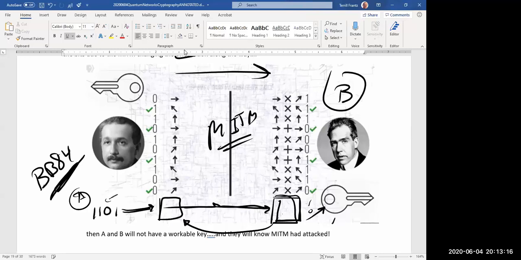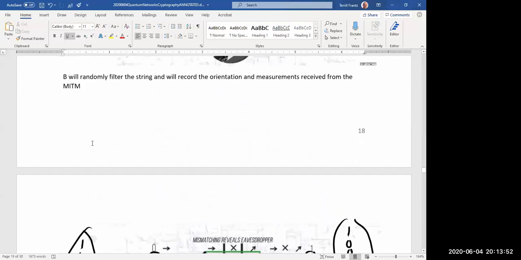1101, 1101. Now, if they go through this process and B thinks the key is this and A thinks the key is this, they'll find that they're unable to decrypt the data. Therefore, they know that somebody inserted a filter in the middle here and changed the orientation of the photon. Just like, I go back up to the top here.